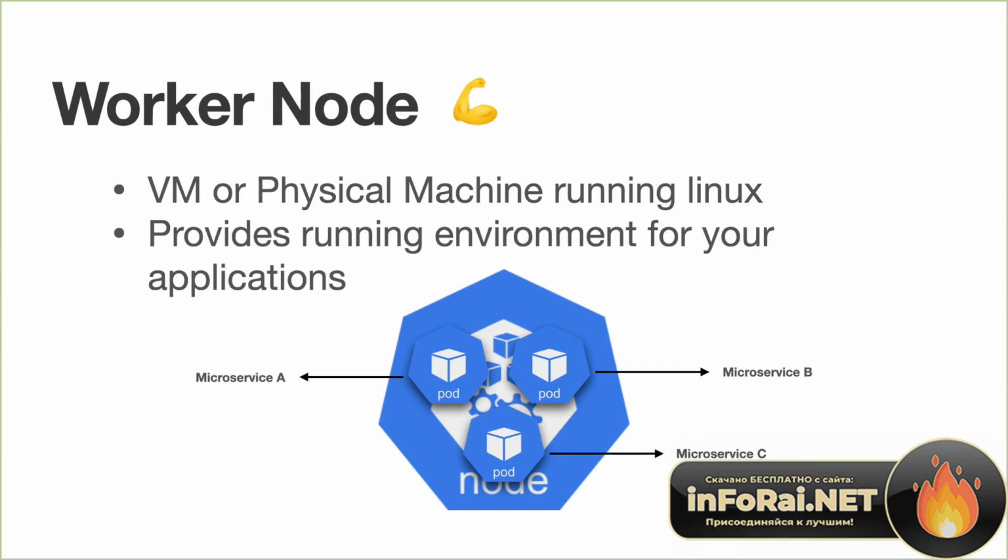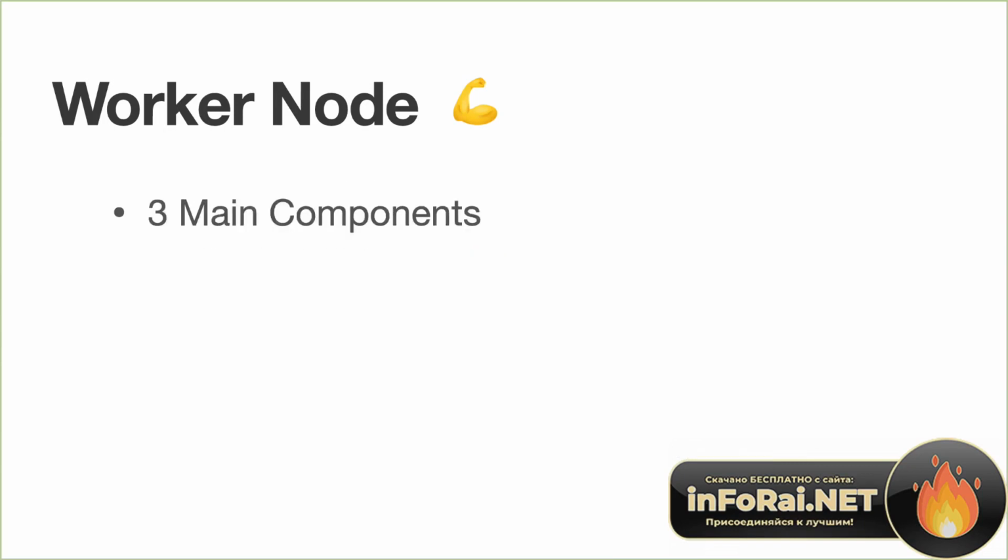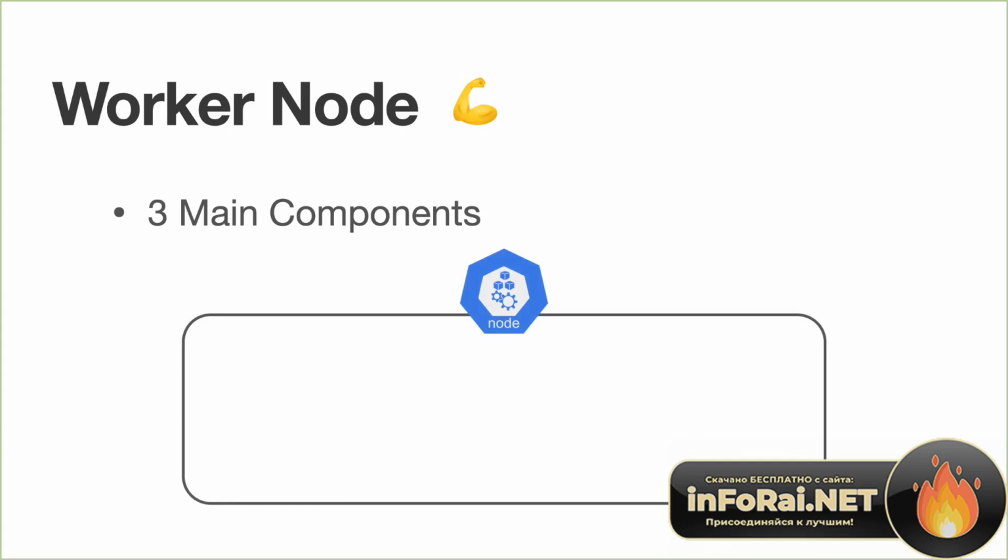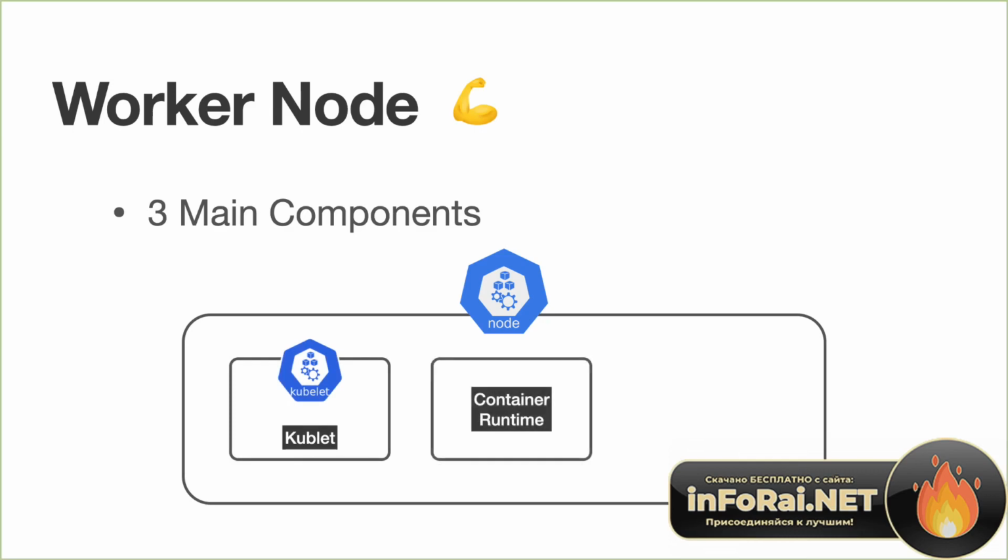So moving on to worker nodes, the worker node has 3 main components. If we look into it, here we have the worker node, and inside of each worker node we have the kubelet, which is an agent, and you're going to learn in a second what it is. You also have the container runtime. I'm going to explain this in a second as well. And also we have the kube proxy.